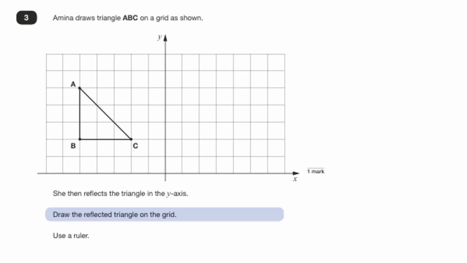Marina draws a triangle ABC on a grid as shown. She reflects it in the y-axis, so that means that it's going to be in here. Draw the reflected triangle on the grid. So the best thing to do is to put the points.